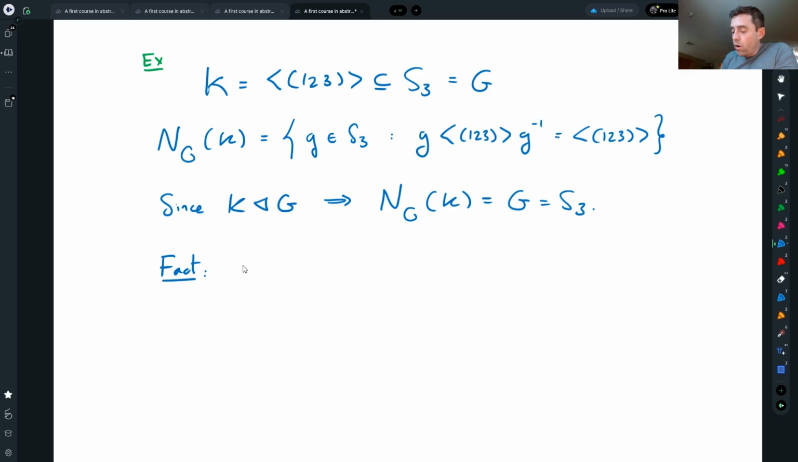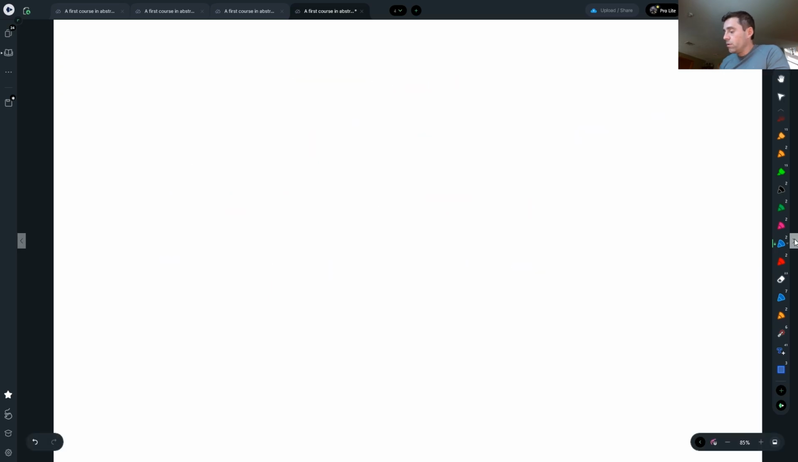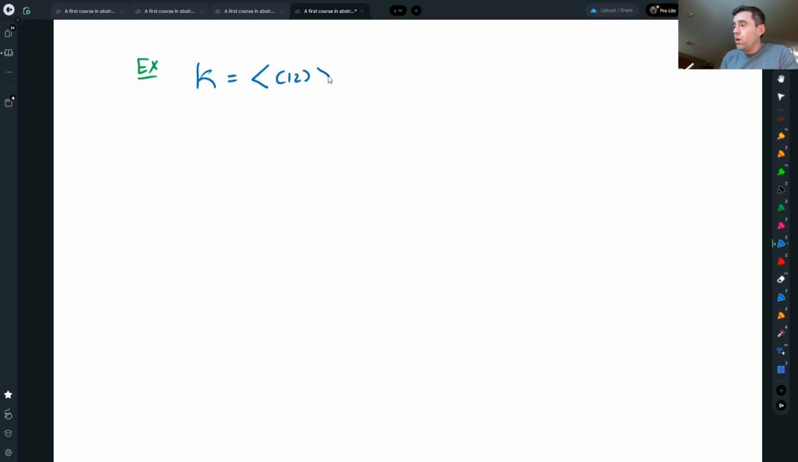Great. And again, as we said before, if K is normal in G, then the normalizer has to be all of G. So now let's try to find another normalizer, but in a case where it is not a normal subgroup. As a third example, let's take K now to be the subgroup generated by (1 2) as a subgroup of S3. Now this subgroup we know is not normal in S3, so the normalizer cannot be all of S3. So suppose g is in the normalizer.